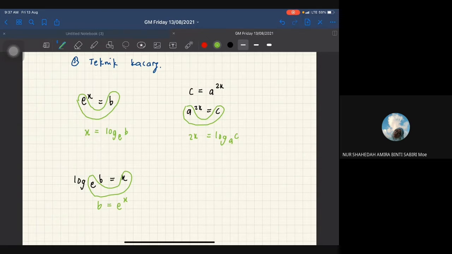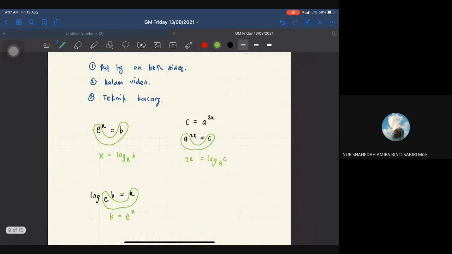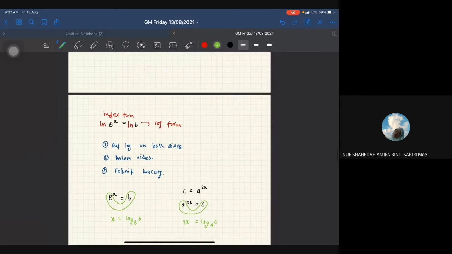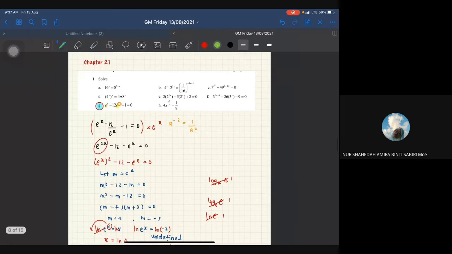Alright, itu saja life hack untuk hari ini, teknik kacang. Awak boleh guna mana-mana cara lah. So you can use either the first one, put log on both sides, or you can also use the one that your lecturer explained in the video, ataupun gunakan teknik kacang. Okay, sorry. Alright. Itu sahaja untuk yang ini.